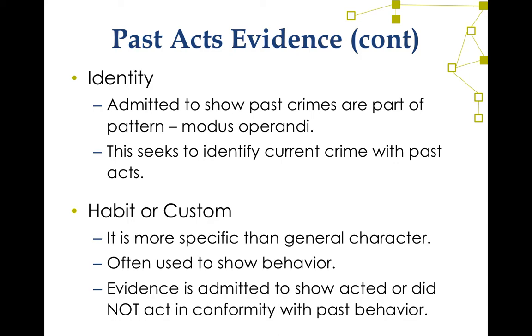Past acts evidence could be used to show identity. It could be admitted to show that past crimes are part of the current pattern, that is, modus operandi, and this seeks to identify the current crime with past crimes. They might be used more commonly to show habit or custom. It's often used to show behavior. The evidence is admitted to show that they acted or did not act in conformity with past behavior.